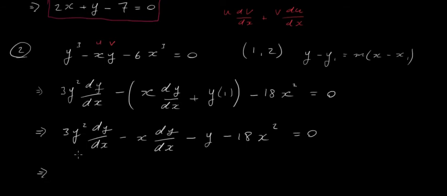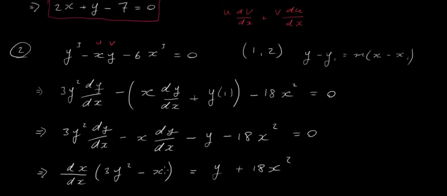Okay, so we have a dy/dx here and a dy/dx here, so I'm going to take those outside the bracket, dy/dx, and factorize these two terms. Here I'll be left with 3y squared minus x, so that's these two done. What I'm going to do with these two is add y to this side and add 18x squared to this side. So in other words, what I end up with is y plus 18x squared on this side of the equation.